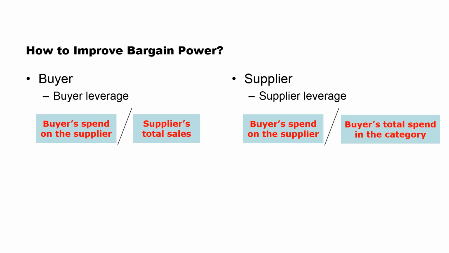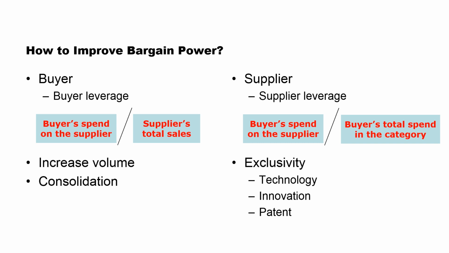Before we conclude this video, let us discuss how to improve the bargaining power. For the buyer to increase her leverage, she can increase her spend on the supplier by increasing her sales volume or consolidating the purchases. For the supplier to increase her leverage, she can increase her supply market dominance. For example, her supply as a percentage of the total market supply by exclusivity, such as technology, innovation, and patent.